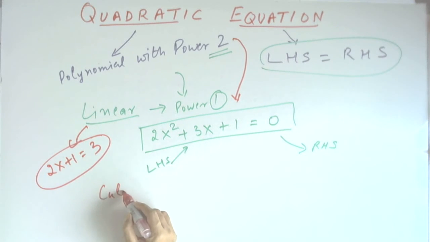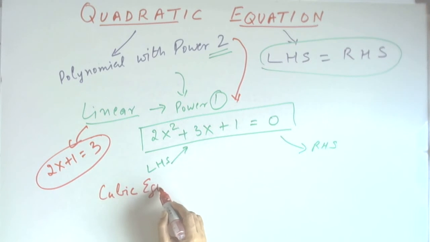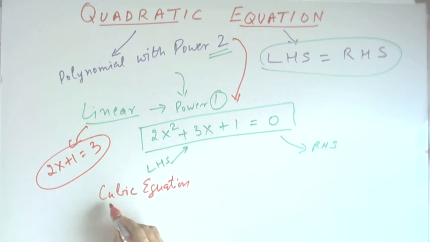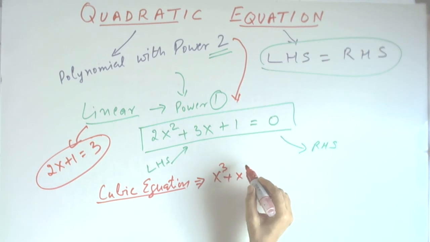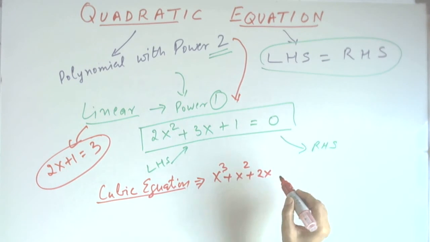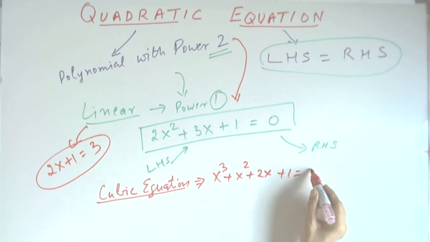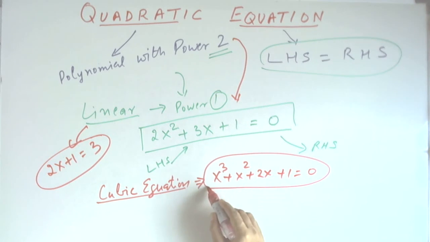Similarly, we can also have cubic equation. In cubic equation, we can see that it will be having a power 3, like x cube plus x square plus 2x plus 1 equal to 0. So this type of equation is a cubic equation. What we have learned in this video is what is a quadratic equation and how to recognize that it is a quadratic equation.